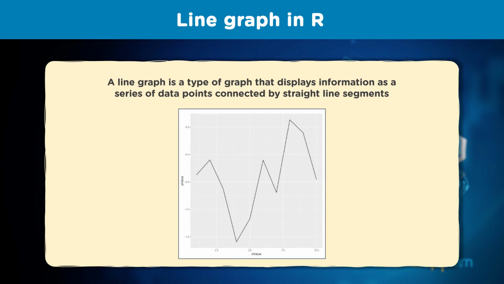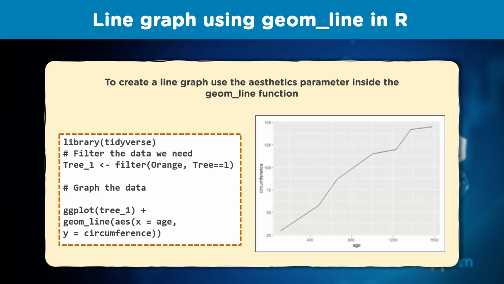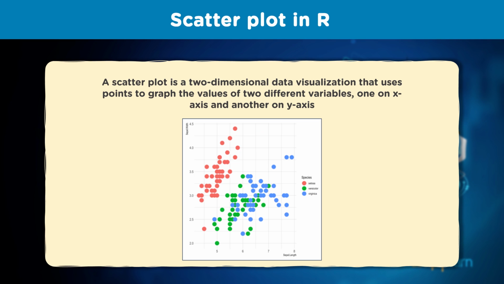And you have other kinds of graphs such as a line graph, which is a type of graph that displays information as a series of data points connected by straight line segments, such as this one. For this one we are using geom_line. Now you can also create a scatter plot, which is a two-dimensional data visualization that uses points to graph the values of two different variables, one on the x-axis, one on the y-axis, like what we saw in the base graphics example. They are mainly used if you would want to assess the relationship or lack of relationship between two variables.